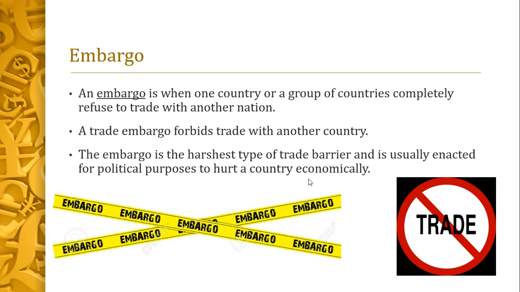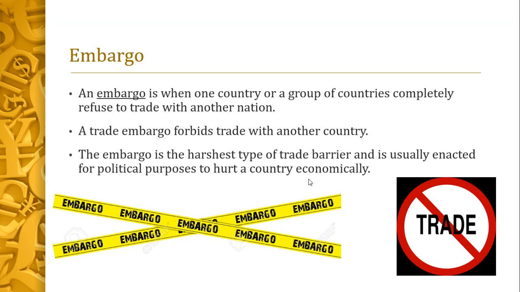Embargoes. An embargo is when a country or a group of countries completely refuse to trade with another nation. So, probably the most famous embargo to Americans is the embargo that was enacted on Cuba since 1960. It has morphed and changed over the years, with some restrictions being heavier in some years than others.